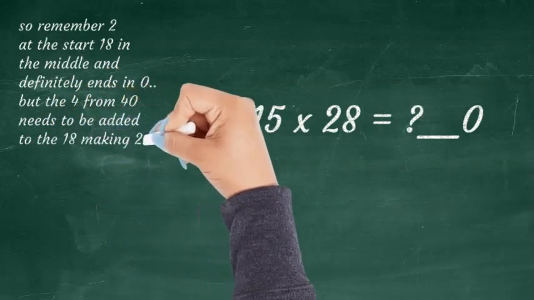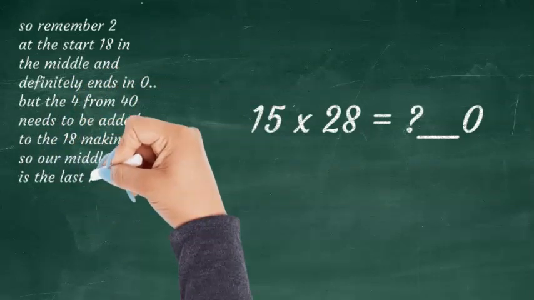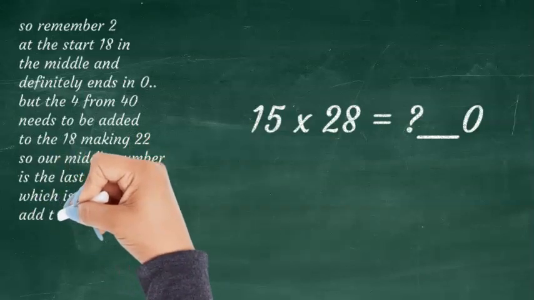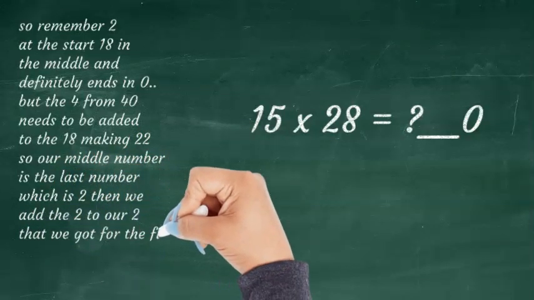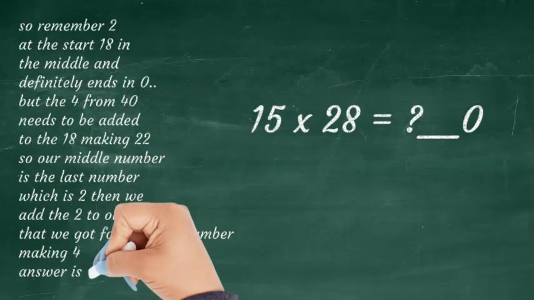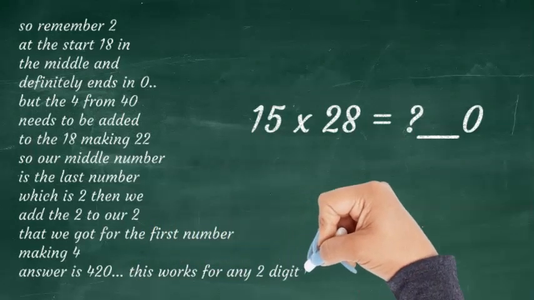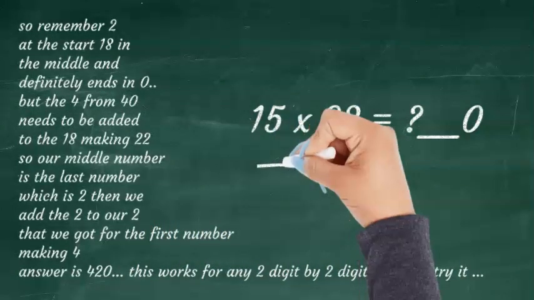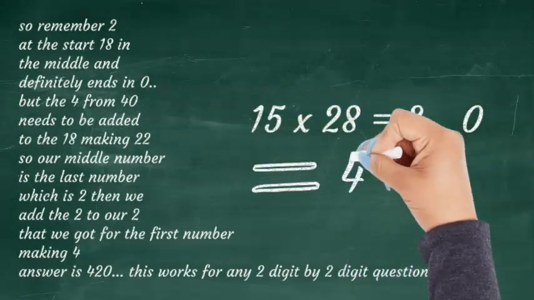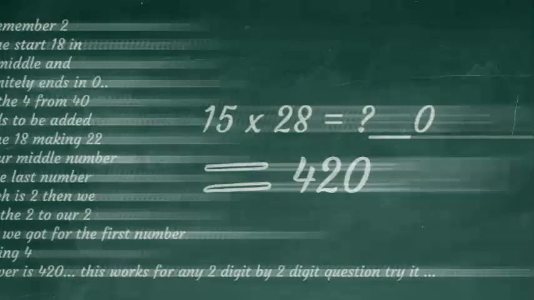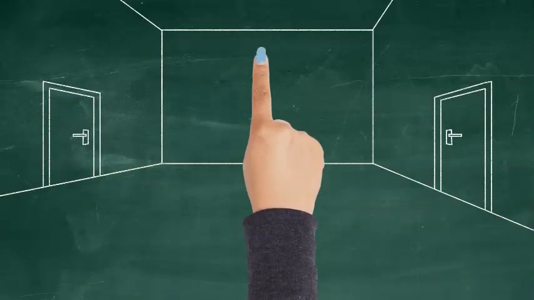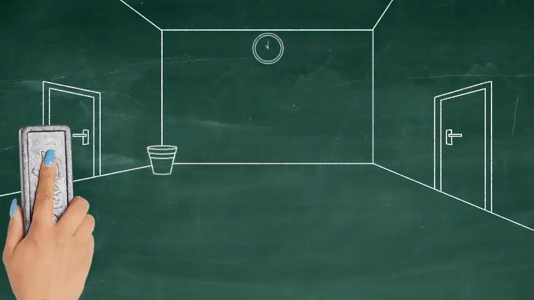But the 4 from 40 needs to be added to the 18, which was the middle answer, making 22. So our middle number is the last number of this, which is 2. We have to then do something with that 2 and add it to our initial 2, which makes it 420. Now I know that can seem tough, but rewind and pause and you will gather understanding.